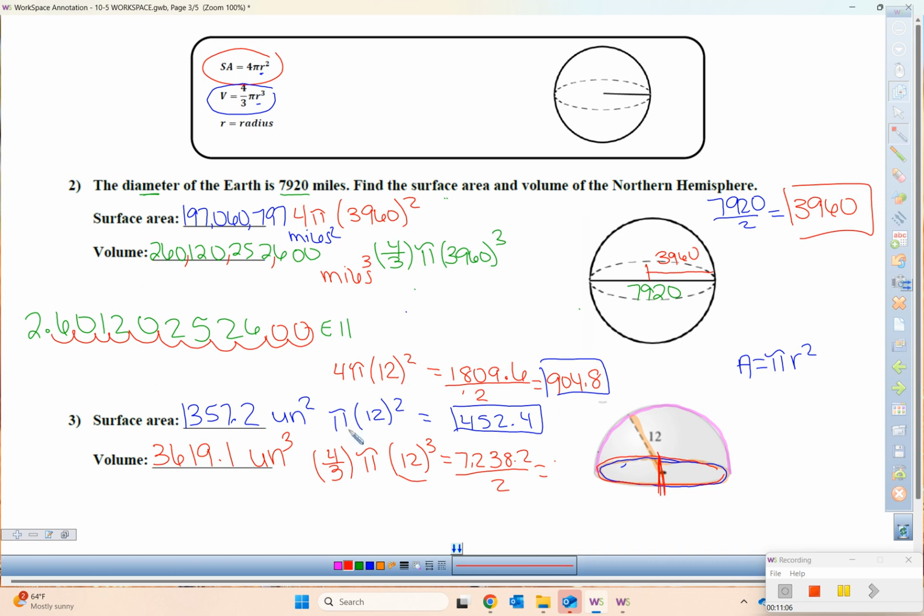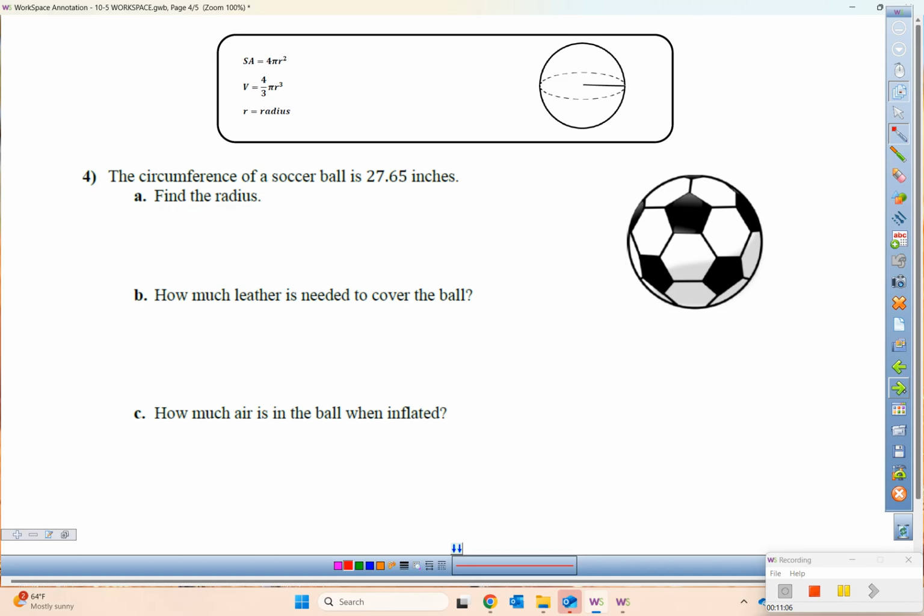So on your homework, you're going to divide this part by 2 and add them together when you get to that problem. Okay? All right. Moving on. Number 4. The circumference of a soccer ball is 27.65 inches.